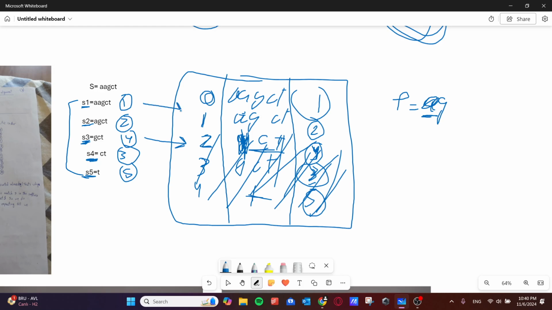Then I do the same here. I will try to find the number that is between 0 and 1. There's no number, so I choose either 1 or 0, which I think we will choose 1 here. Then we will see, is AG in the suffix 2, which is AGCT? We wrote it here already. Is AG there? Yes, it is. So I found the P I am looking for.